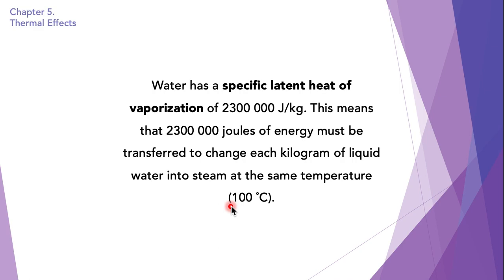To calculate the energy transferred when any known mass of liquid changes into a gas at the same temperature, use the equation which we use for latent heat of fusion as well, except that L is now going to be the specific latent heat of vaporization. The whole equation is going to be the same. So, are you ready to do another question related to specific latent heat of vaporization? Of course you are.